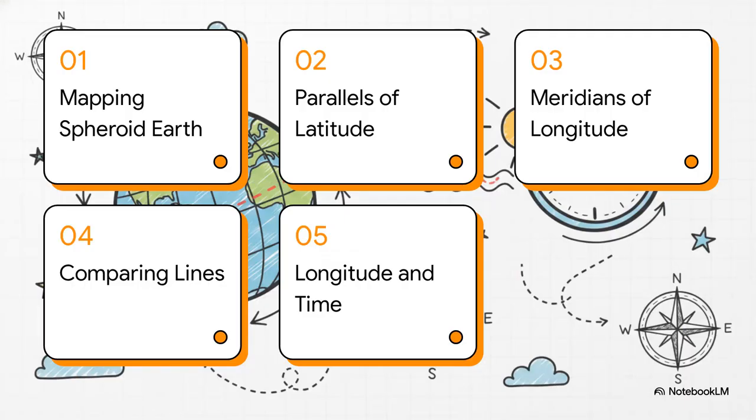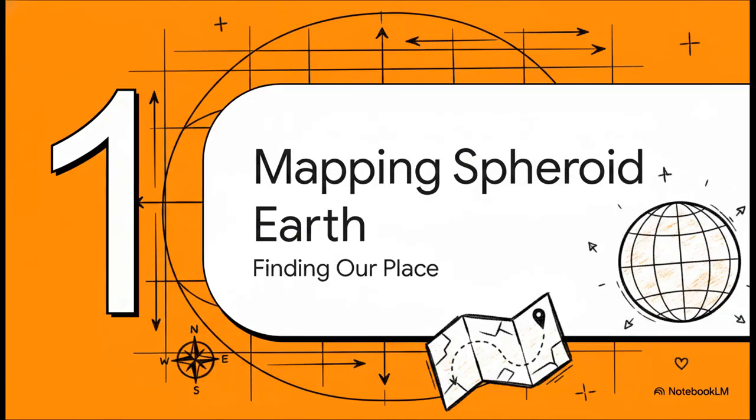Okay, let's take a quick look at our visual roadmap for today. We'll be hitting 1. Mapping our spheroid Earth, 2. Parallels of latitude, 3. Meridians of longitude, 4. Comparing the coordinate lines, and finally, 5. Longitude and time. All right, let's jump straight into section 1, mapping our spheroid Earth and finding our place.